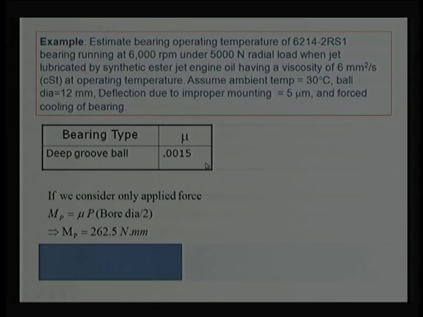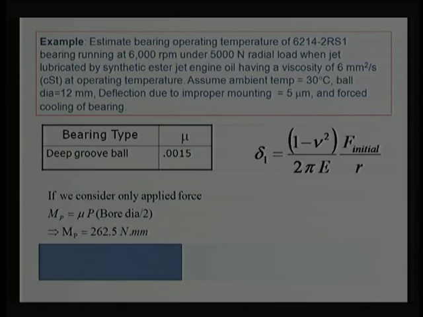The ideal condition is still, I am saying, because of the load. Now, that coefficient of friction is 0.0015. However, in a real case, this coefficient of friction will be on the higher side wherever there is a misalignment. Now, using this relation without considering the preload because of the deflection, what we get for MP, the moment due to the load, is something like 262.5 Nm, which is the same as what we did in our earlier example, discussed in the previous lecture.